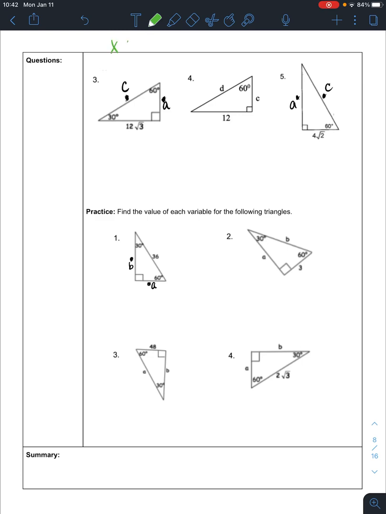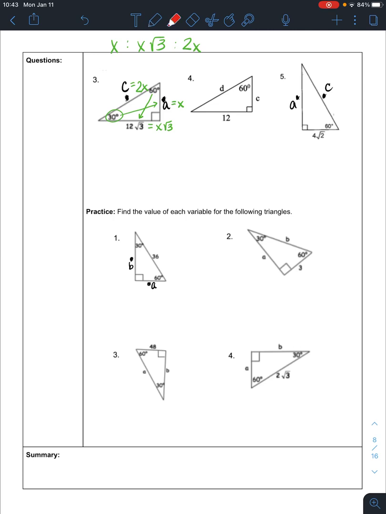Okay, so again, we're using our x root 3, and our 2x. These numbers are on your formula chart, so you can reference those. So x goes across from your short side, or from your small angles, so there's their 30 degrees. So I'm going to go over here and put a equals to x. Your x root 3 goes across from your 60 degrees, so equals to x root 3. And your 2x goes across from your 90 degrees, or on your hypotenuse.